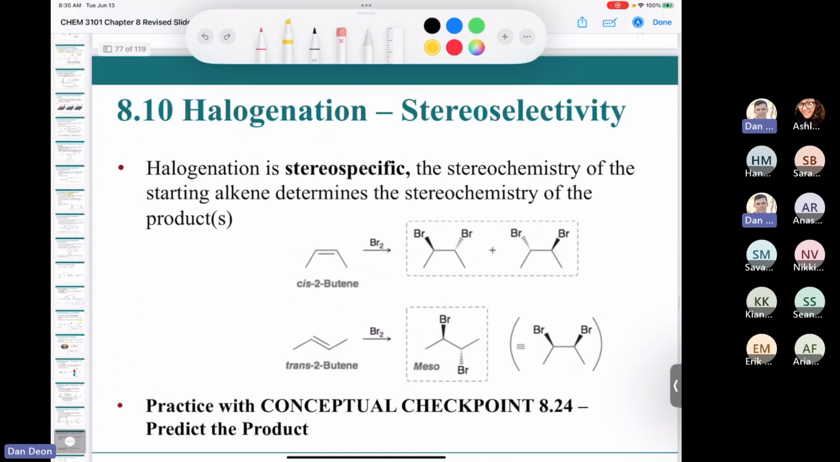So in terms of stereoselectivity, the reaction is stereospecific, right? We only get anti-addition. And so what's going to happen now is that the stereochemistry of the starting alkene is going to govern what kind of products we get.